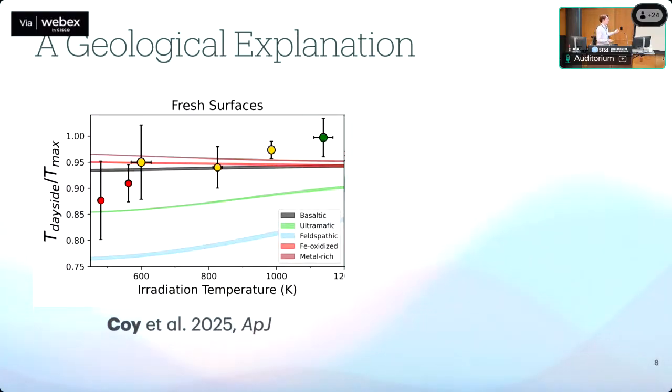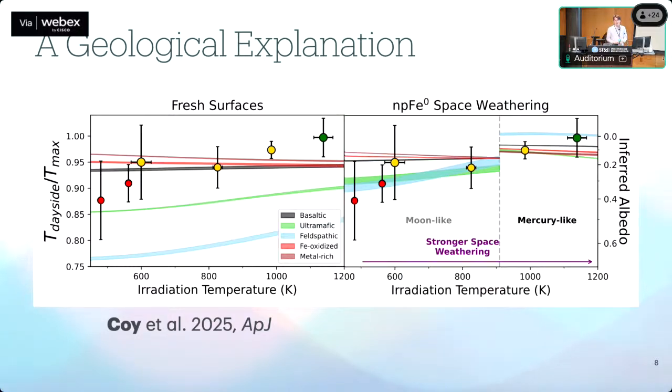So we can see here that a single sort of regolith model isn't really sufficient in explaining the observed trend in brightness temperature ratio. But increasing space weathering on closer in, hotter planets can naturally explain this 1D trend in brightness temperature ratio.